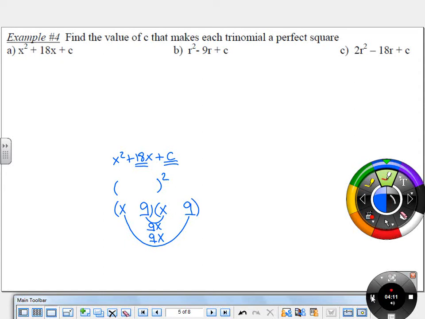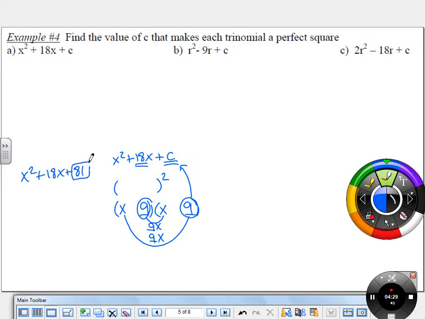All right, so I figure out that 9 should be at the end of each of my binomials. That doesn't mean that 9 is the number right here for c. It means c would be what I get when I multiply 9 times 9. In other words, my c would be 81. Okay, so I want this polynomial to be x squared plus 18x plus 81.